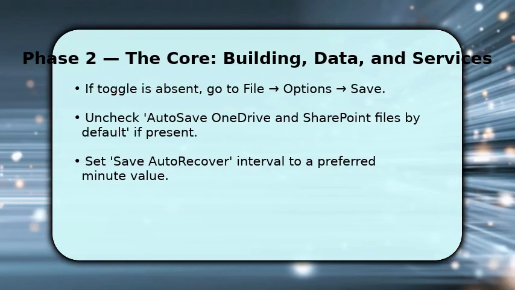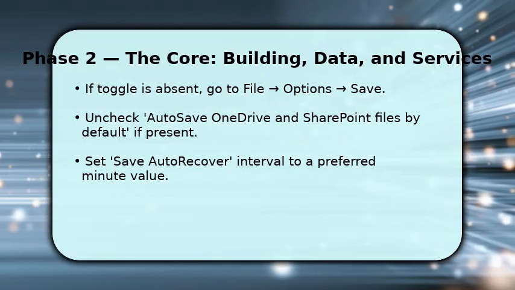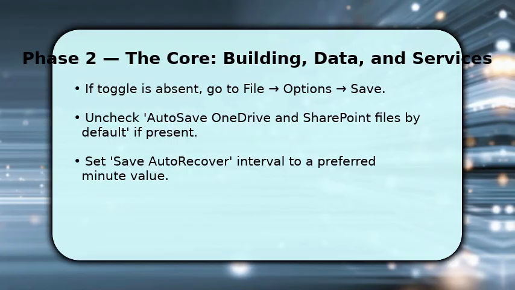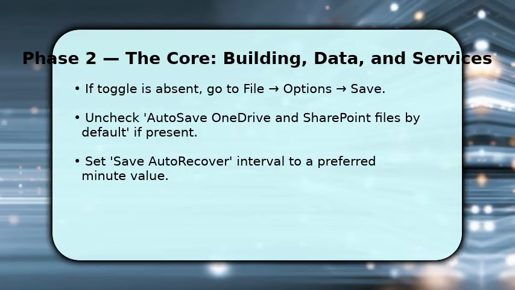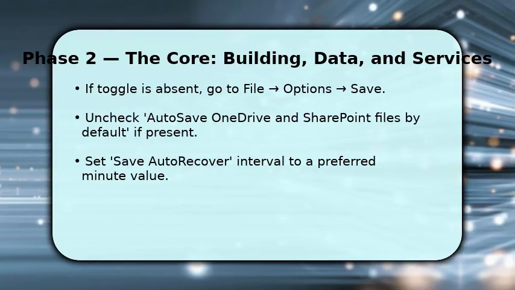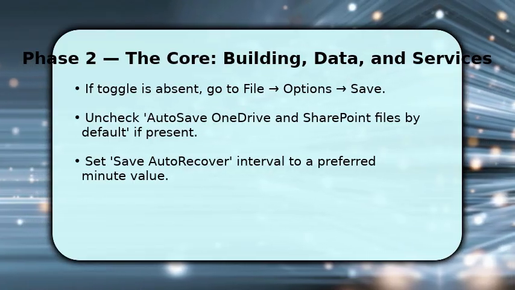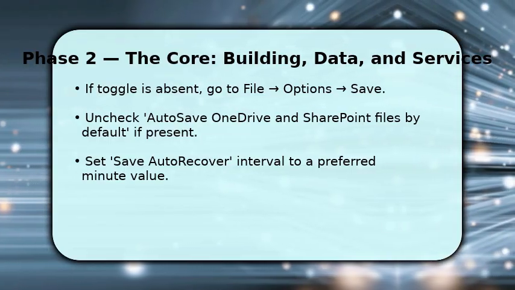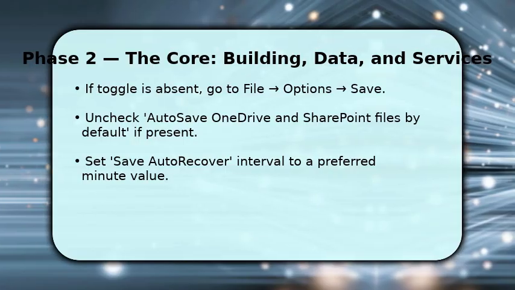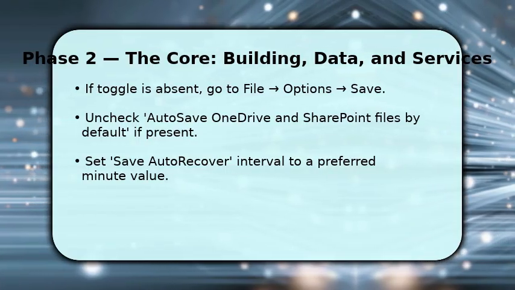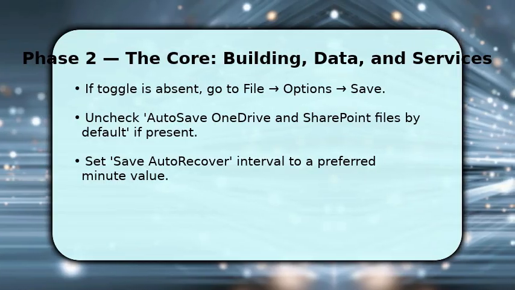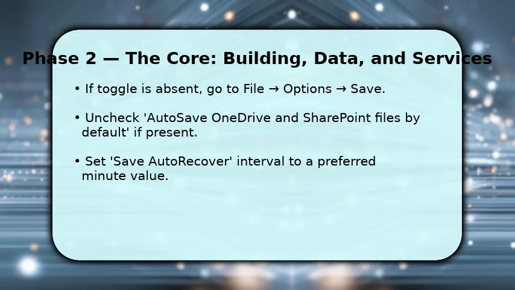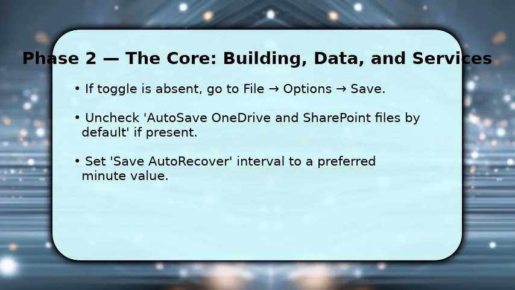Once the toggle is off or missing, go to File, then Options, then Save to control behavior more precisely. You'll see an option that can disable Autosave for OneDrive and SharePoint files by default. Uncheck that to prevent new files from auto-enabling Autosave. Also adjust the auto-recover interval so you still get point-in-time recovery. Set it to a minute value you're comfortable with. These steps give you predictable, manual control over when Excel writes changes to cloud and local copies.